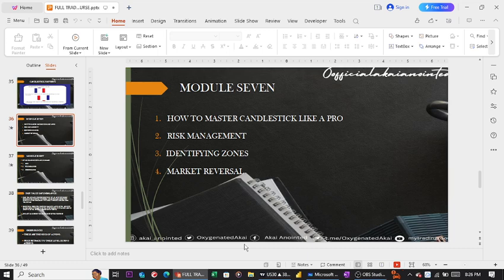Most times, this kind of method is mostly used by day traders and scalpers. Mostly scalpers. Understand? So mastering candlesticks like a pro entails that you need to be able to understand some key things about candlesticks. So I'll give you one of those tips now.